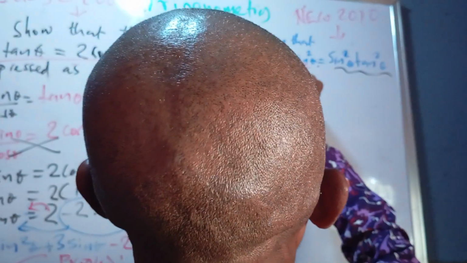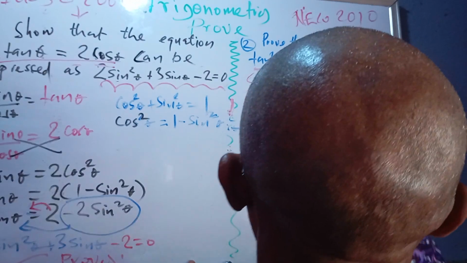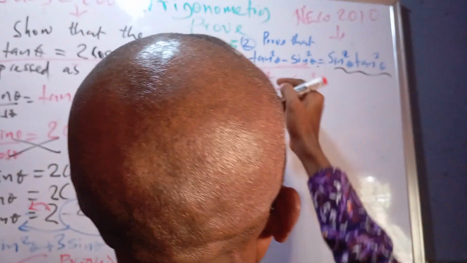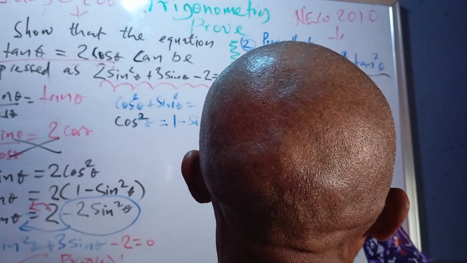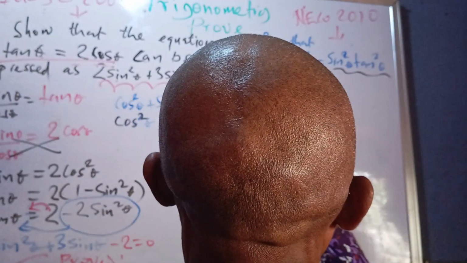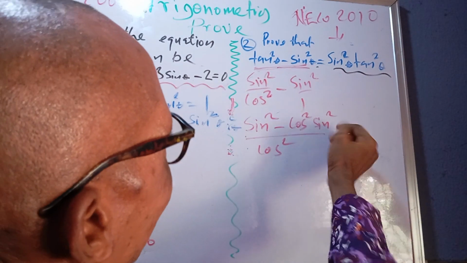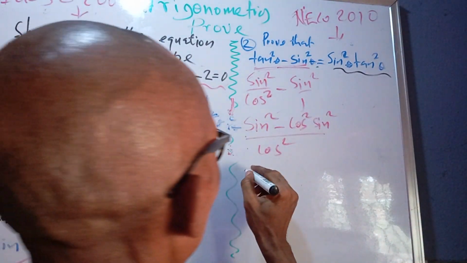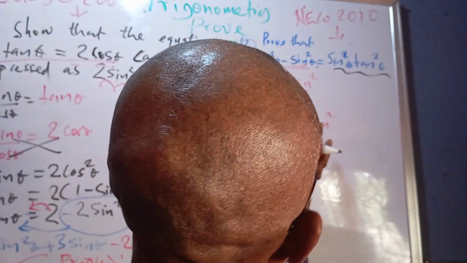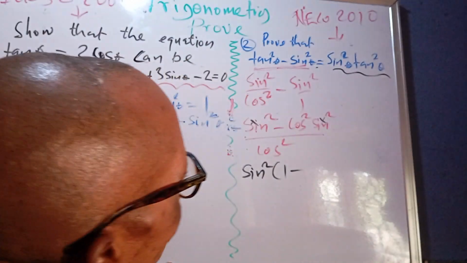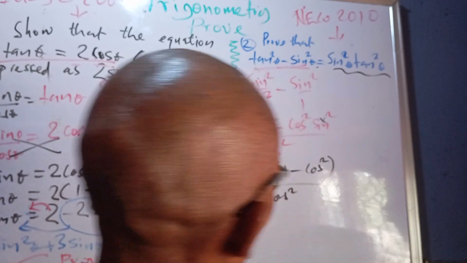So we are going to have sine squared over cos squared minus sine squared over 1. We are solving as a fraction now. So 1 times sine squared is sine squared, minus cos squared times sine squared is cos squared sine squared, all over cos squared. Here we can factor sine squared out, because we have sine squared on this side and on this side. So we factor sine squared out, open brackets, 1 minus cos squared, because the sine squared has been factored out. So we have 1 minus cos squared all over cos squared.